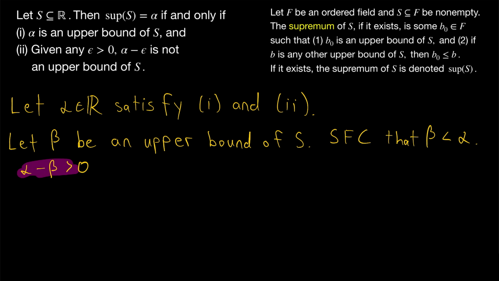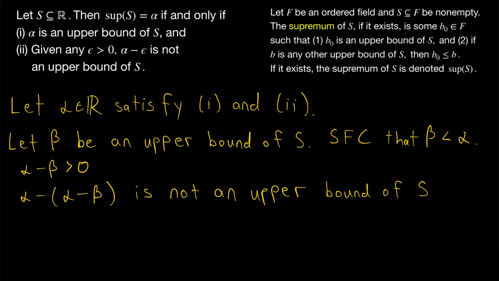And what do we know about numbers greater than 0? Well, we know that if we subtract them from alpha, by condition 2, that resulting number will not be an upper bound of S. So we're using this alpha minus beta as our epsilon value. Thus, by condition 2, we know that alpha minus this positive number, alpha minus beta, is not an upper bound of S. But this, my friends, is a contradiction, because of course, alpha minus beta is equal to what?